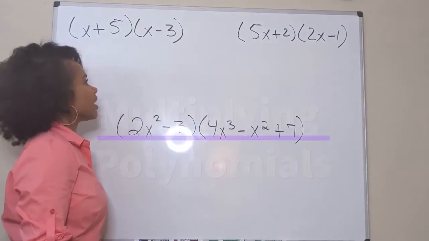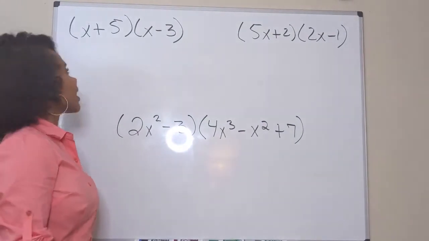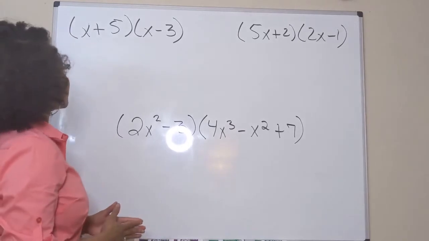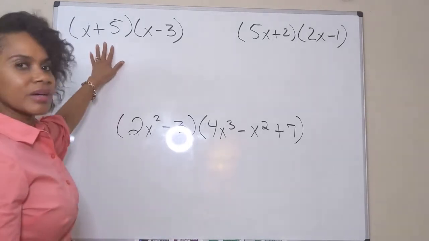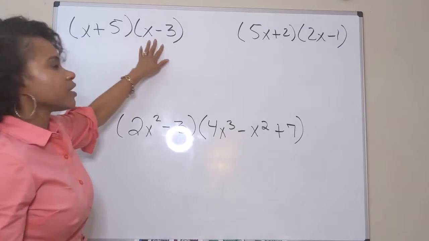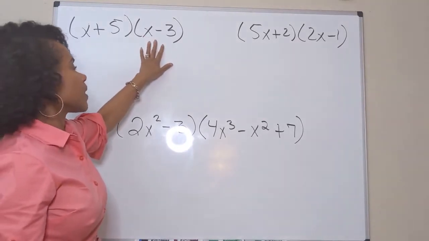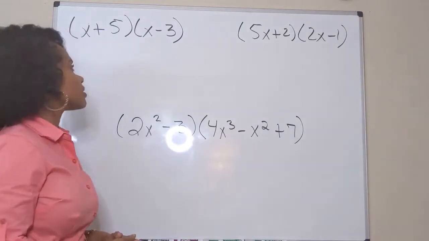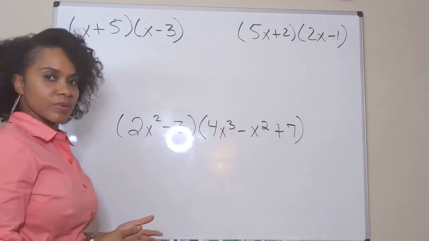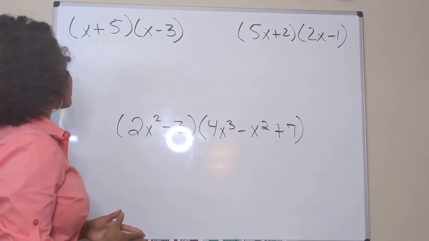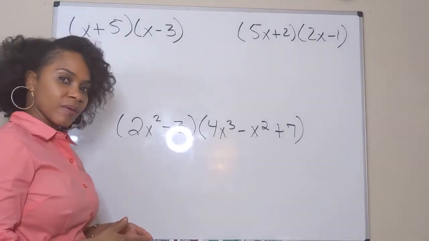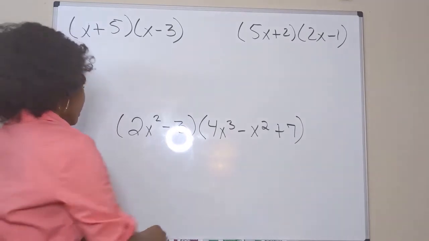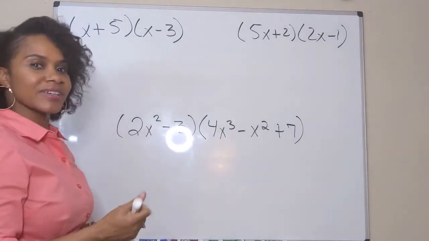Okay, so we're looking at multiplying polynomials. And the way we multiply polynomials is by using the distributive property, meaning we want to multiply everything in that first polynomial by every term in that second polynomial. And to multiply these terms, we multiply our coefficients, which are the numbers in front of your variable, and we look at our variables and we add our exponents with the same variable. So let's get started.